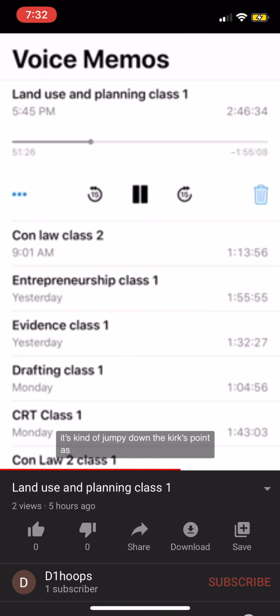It's kind of jumping off of Kirk's point. I was going to say gentrification. Gentrification, yes. Who doesn't want to live in a neighborhood that has improving conditions or good conditions? Who wants to live somewhere where the property's all vacant and abandoned and falling down, and there are a lot of unhealthy, unsafe conditions?